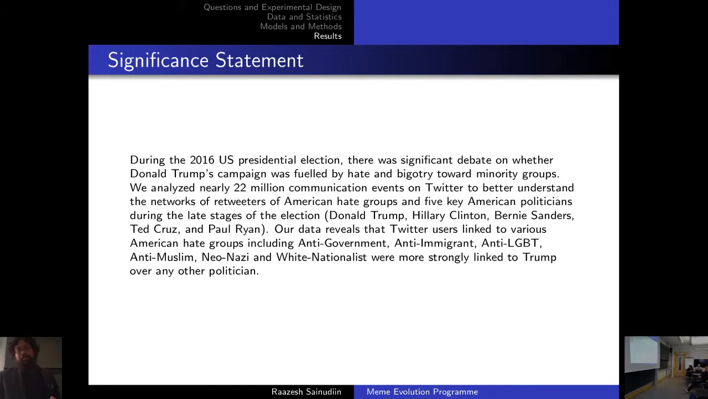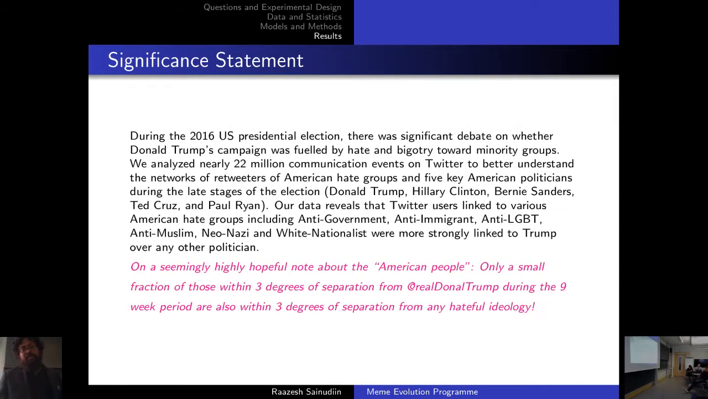Our data reveals that Twitter users linked to various American hate groups, including anti-government, anti-immigrant, anti-LGBT, anti-Muslim, neo-Nazi, and white nationalists, were more strongly linked to Trump than to any other politician. On a seemingly hopeful note about the American people, only a small fraction of those within 3 degrees of separation from real Donald Trump during the 9-week period are also within 3 degrees of separation from any hateful ideology.